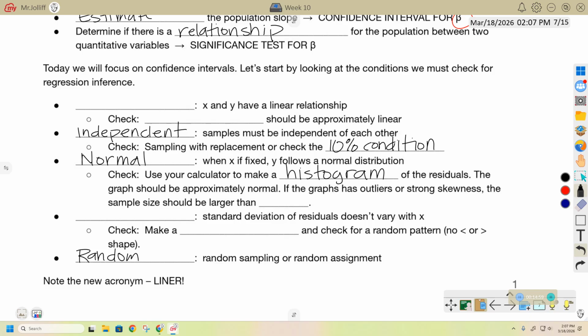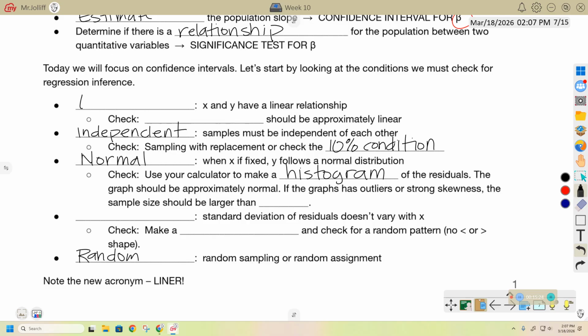Remember that when we're checking graphs for normality, we're making sure there are no outliers. We're making sure there's no strong skewness. So you would create the histogram on your calculator, or you would be given one, and you're just going to state no outliers, no strong skewness. Yay. So those three should feel vaguely familiar. It's the two new ones we have to talk about.